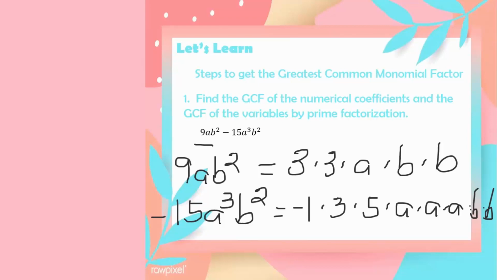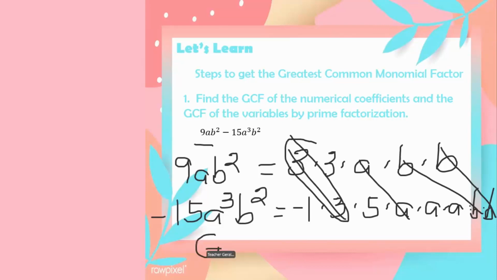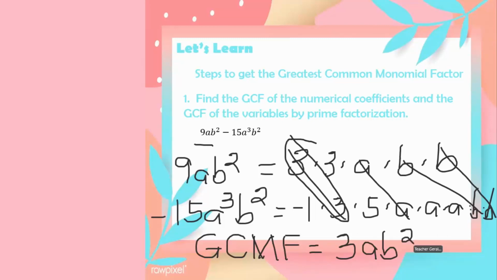So now let us all get the common factors. Okay? So you have 3. Okay? So pag may common factor na yan, cancel na yan. Ito rin, cancel na rin to. At yung B, dalawang B, cancel na rin yan. Okay? So ano yung common factors dito? So nakita natin. Ano yung mga kinancel natin? So let's try to put it here. So the greatest common monomial factor is 3a b squared. Okay? So yan yung mga pare-pareho. So the greatest common monomial factor of these two terms is 3ab squared.